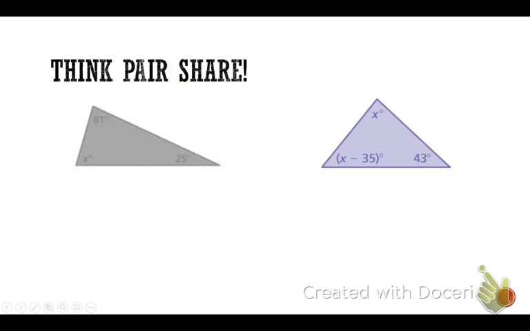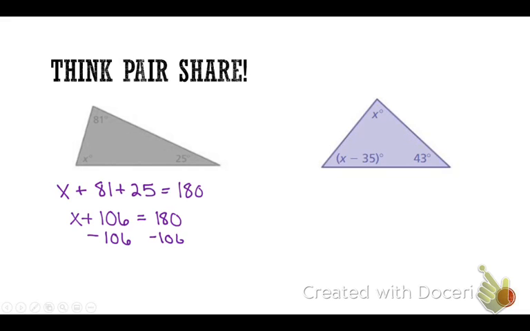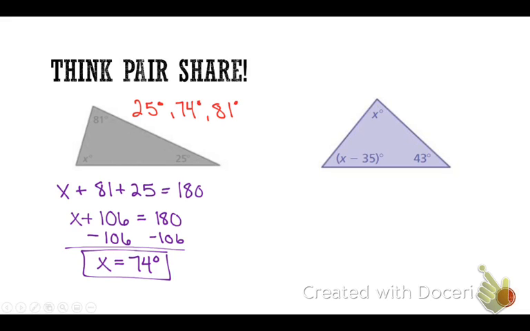All right, so we have x plus 81 plus 25 equals 180. Did you guys write your equation? x plus 106 equals 180. When I add my like terms together and subtract 106 from both sides, we have 74. Remember, we need to go back and list them. 25, 74, and 81. Now this one is kind of straightforward, as I didn't really have to do anything after I solved for x because the other numbers were just there.